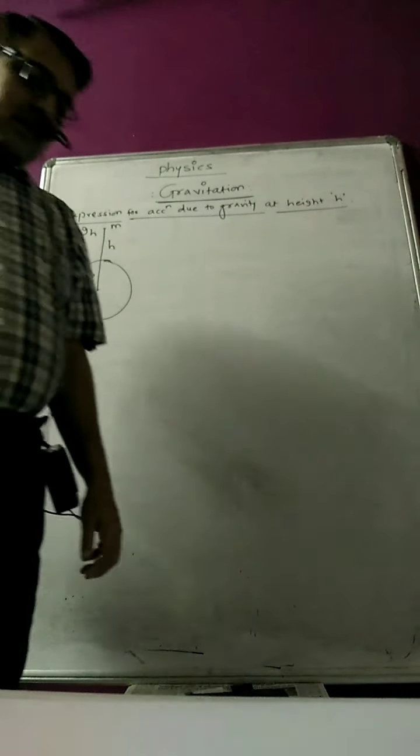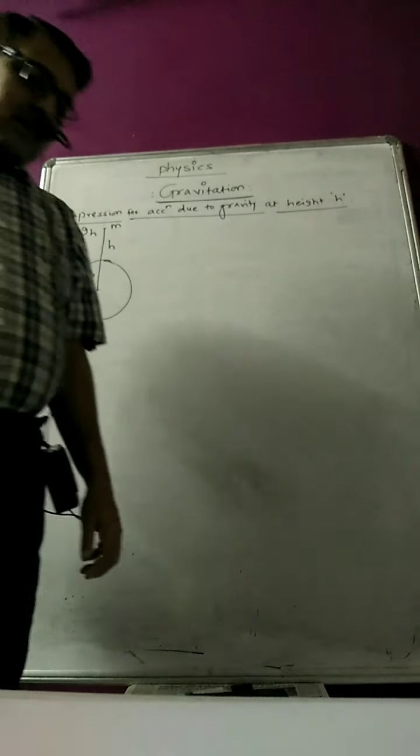Today we continue our topic of physics, that is gravitation. Yesterday we learned the effect of gravity and how the acceleration due to gravity g depends upon different factors. You have learned the equation for gravity, that g is equal to GM by r square.